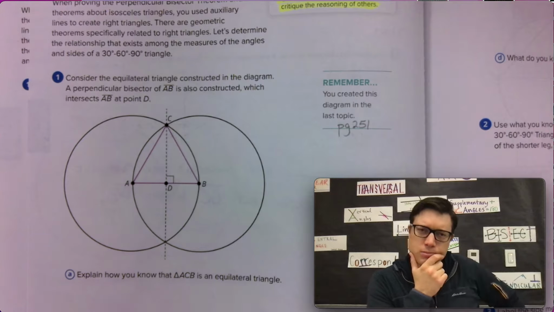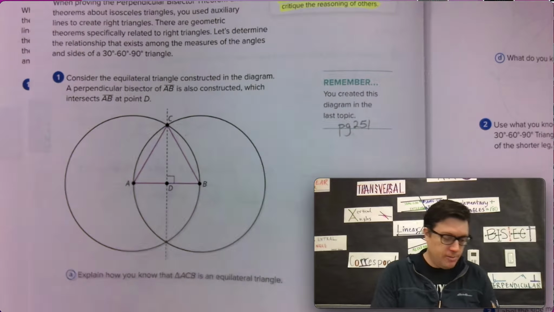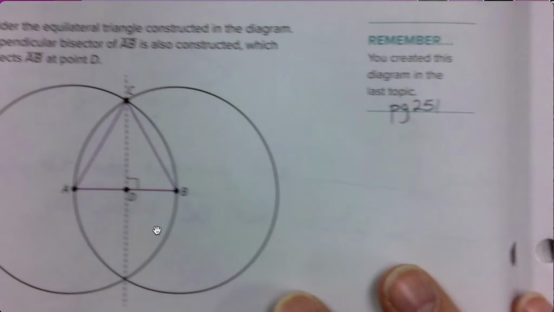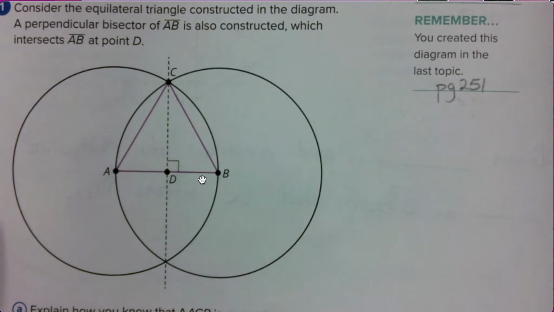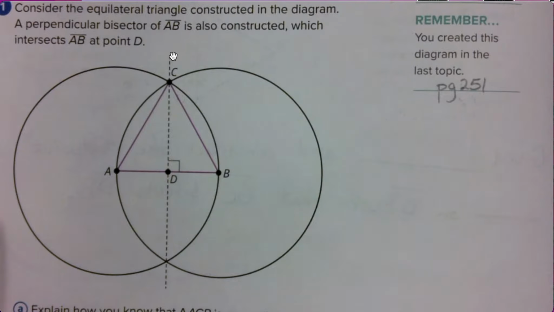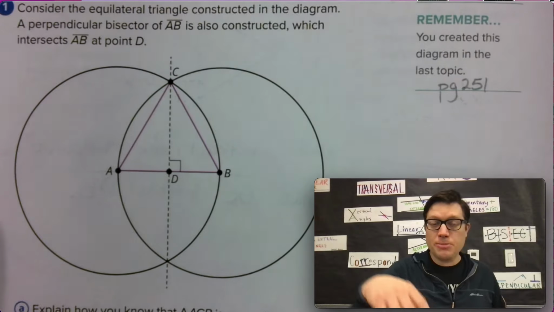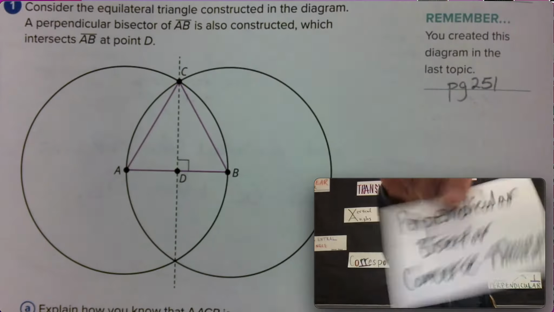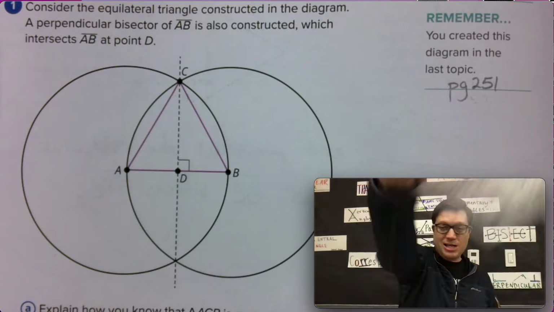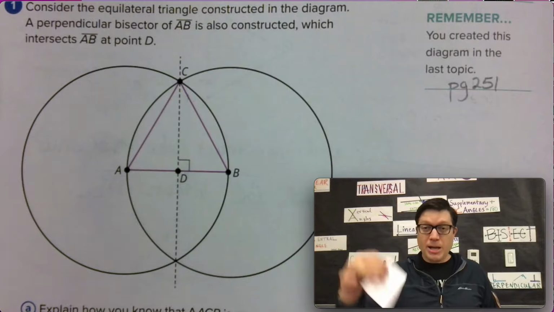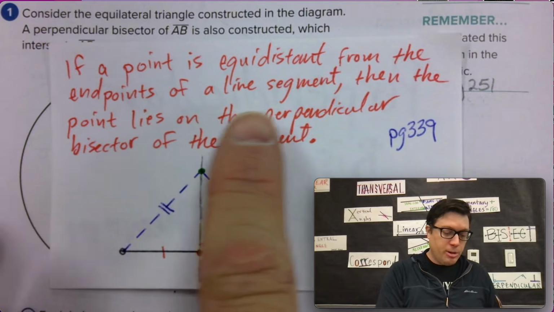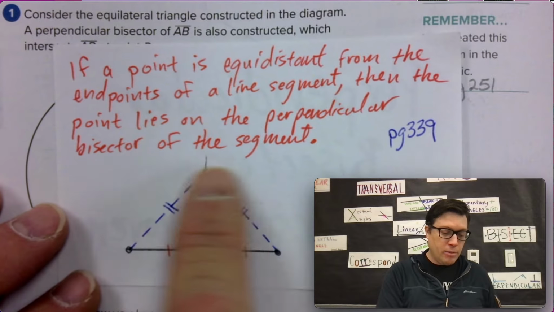It's equilateral. A perpendicular bisector is constructed which intersects AB at point D. And so we're going to acknowledge that AB is intersected by a perpendicular bisector right here. Now I know some things about perpendicular bisectors because I have the card that I've been working on since page 337 or page 339. In this, if a point is equidistant from the endpoints of a line segment, then the point lies on the perpendicular bisector of the segment.